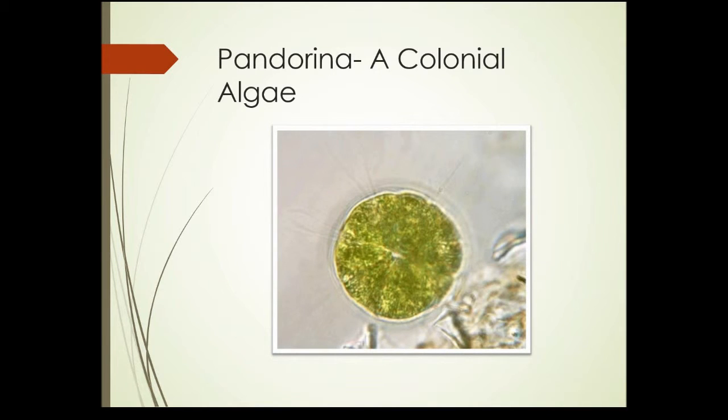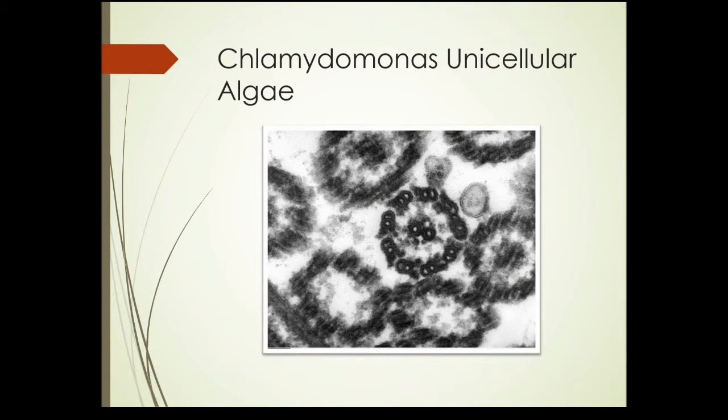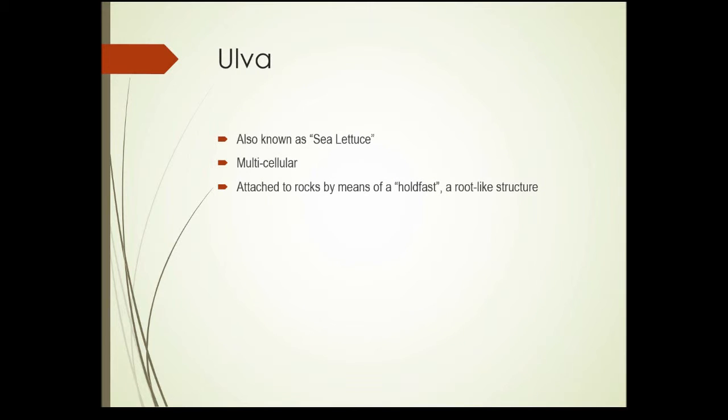This next slide here shows a colonial green algae made up in this sphere of many cells. You can see flagella coming out. Here's Chlamydomonas. It's a unicellular algae. So a lot of forms, and so far the ones that we've looked at here have been microscopic. Next, we'll look at some that are a little larger and have structures that we may be familiar with.